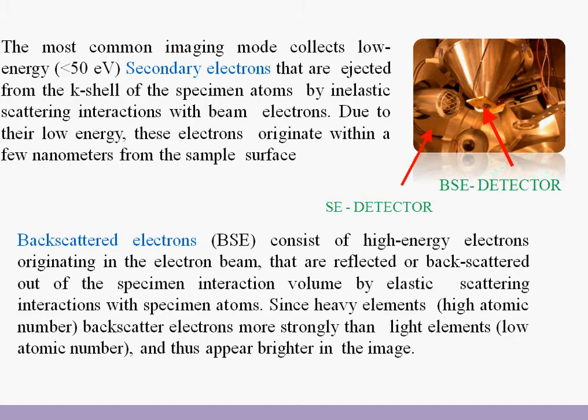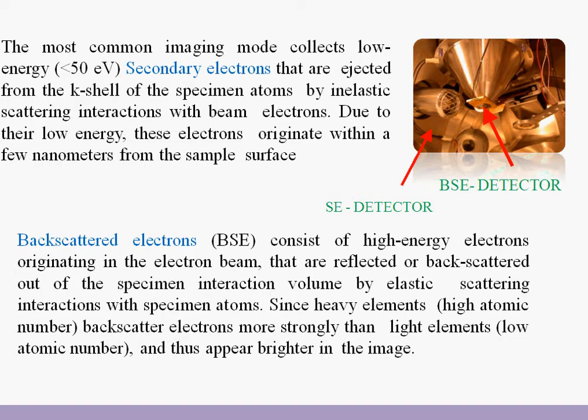So now regarding secondary electrons, which have the lower energy, they are ejected from the K shell of the specimen atom, which is the innermost shell of the atom, by inelastic scattering interaction with the beam electrons, right? So due to their low energy, these electrons originate within a few nanometers from the sample surface. These have a lower energy.